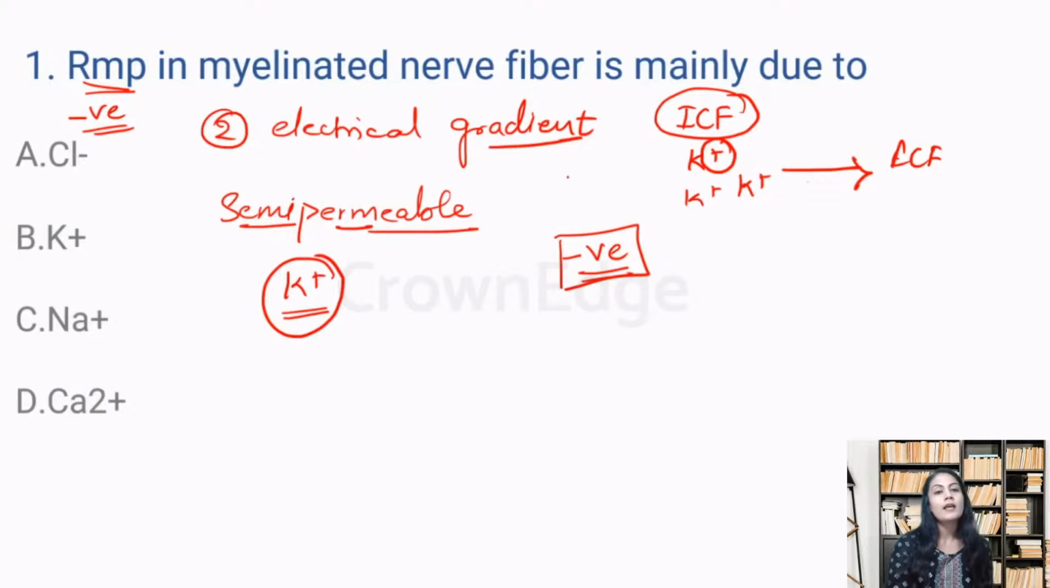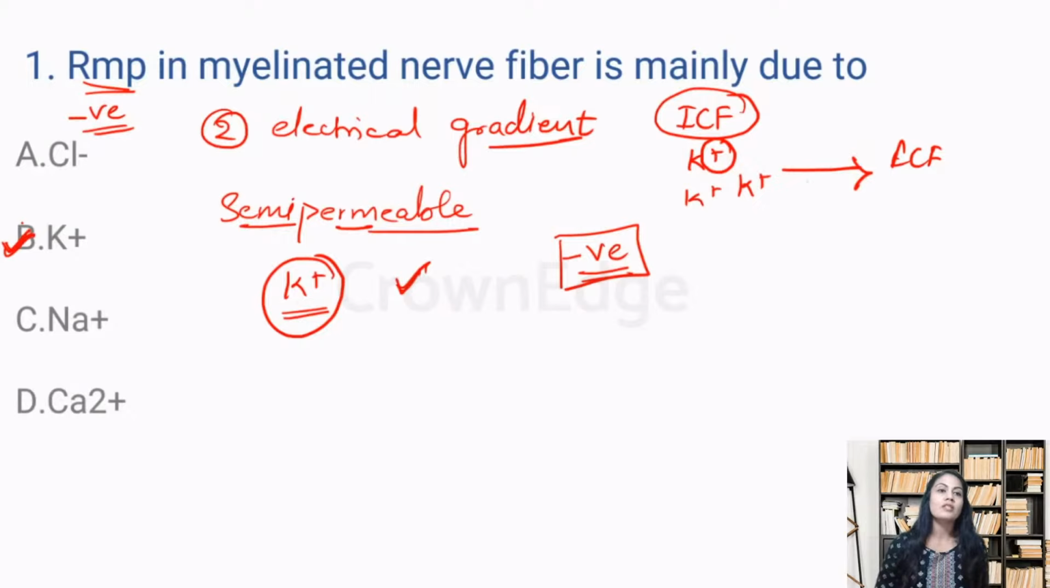Why? Because the permeability to potassium is very high, and the concentration gradient is more inside the cell, so potassium tries to go outside the cell. It contains positive charge, so if it leaves the cell, the inside becomes negative, and that's why the RMP becomes more and more negative.